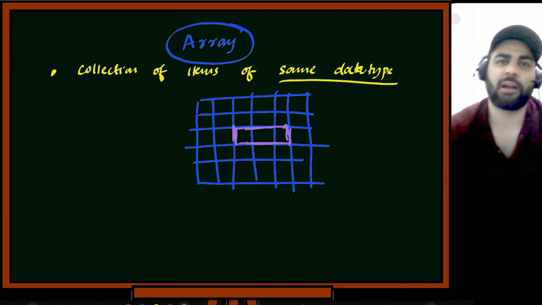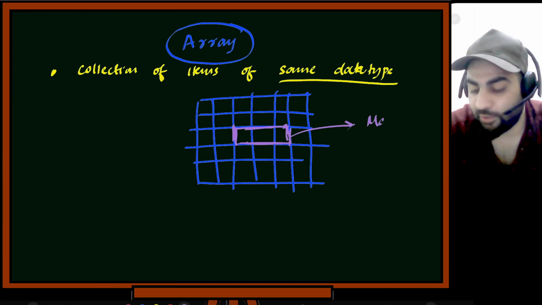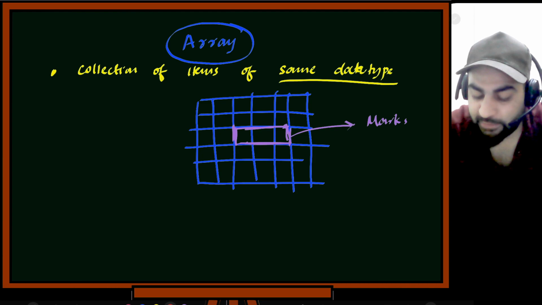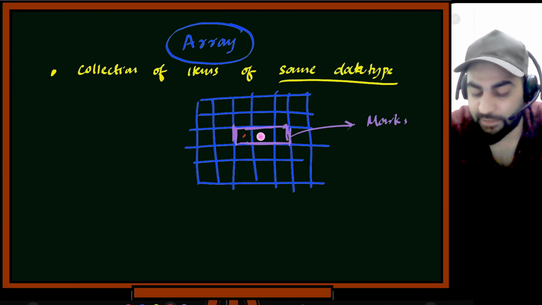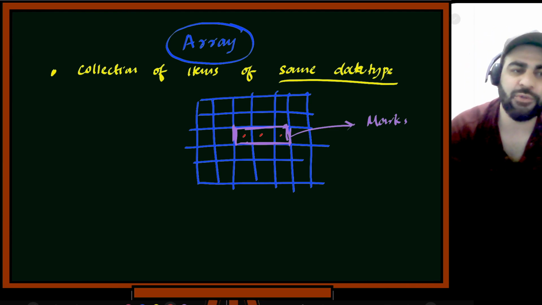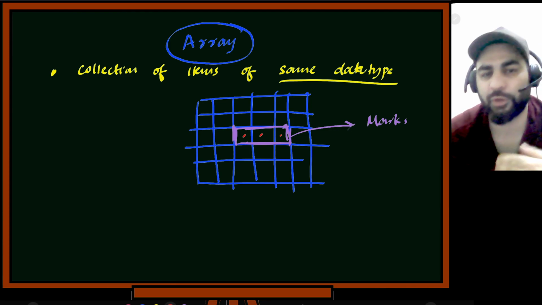Now it can store, let's suppose, three elements. So I'll call this, let's suppose, the marks array. You saw that I have given it continuous memory. The first element is stored here, the second element here, the third element here. So the elements are stored one after the other in memory. They are stored in a contiguous fashion. Memory locations are contiguous.